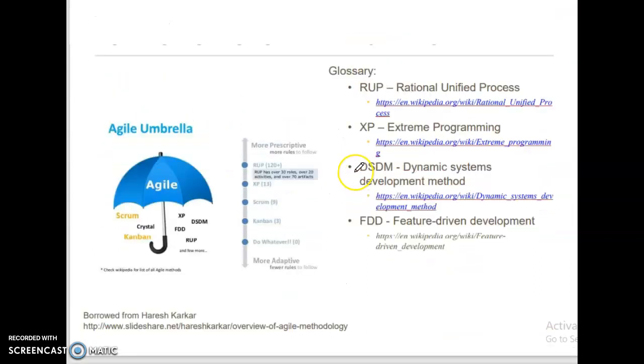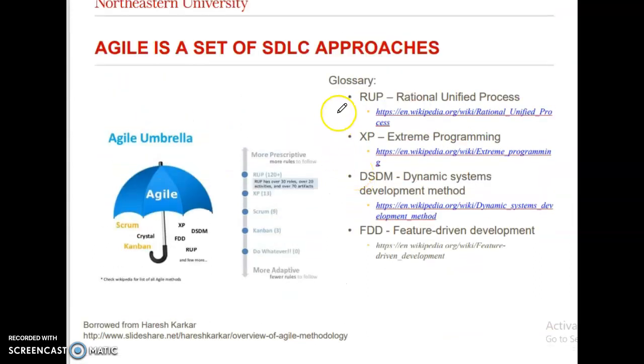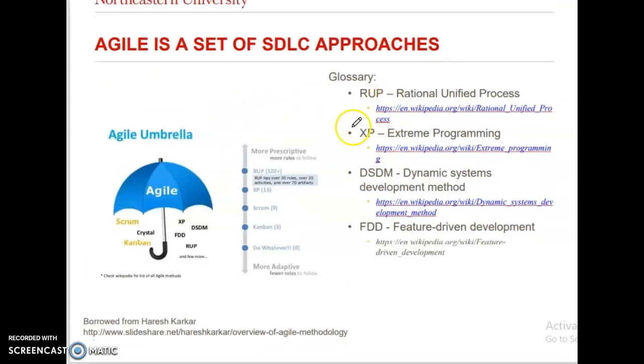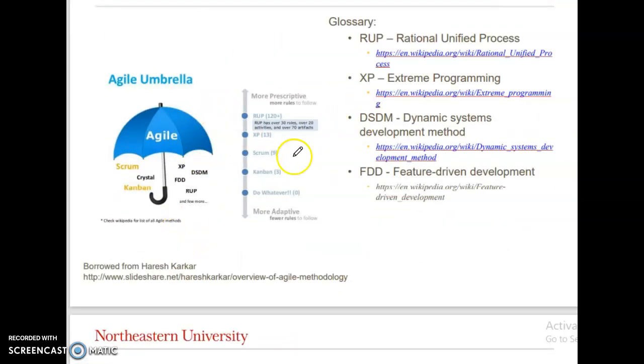Agile is a set of SDLC approaches. Under Agile there are Scrum, Crystal, Kanban, XP, DSDM, FDD, and others. Glossary.